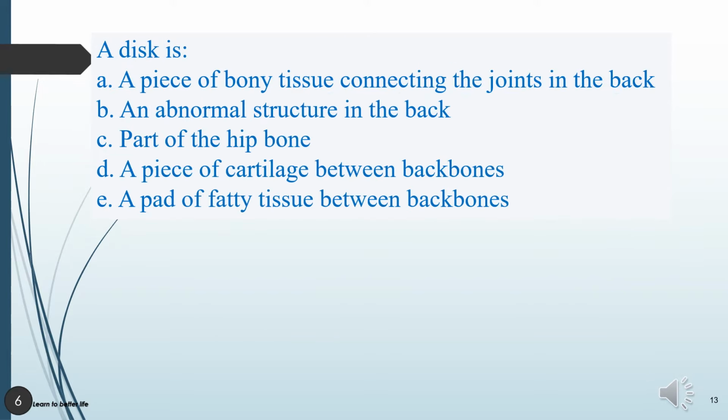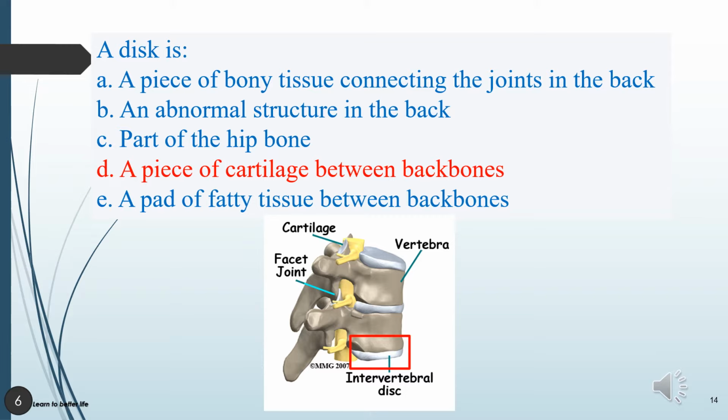A disc is A. A piece of bony tissue connecting the joints in the back, B. An abnormal structure in the back, C. Part of the hip bone, D. A piece of cartilage between backbones, E. A pad of fatty tissue between backbones. The answer is D. A piece of cartilage between backbones.